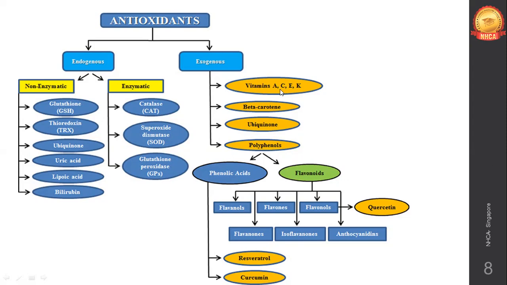So these are the different types of exogenous antioxidants which you get from food sources, plant sources, and animal sources. These are the sources of the antioxidant defense system: endogenous, which you already have within your body, and exogenous, which you have to take from food.